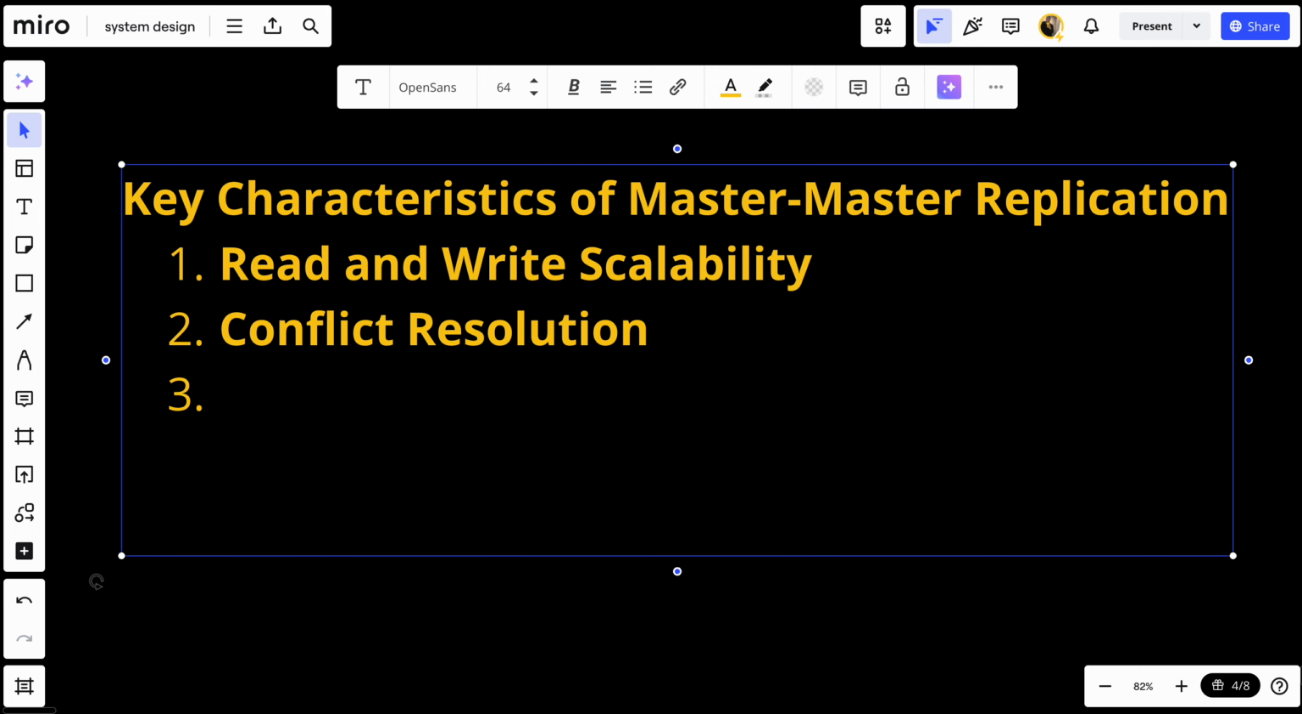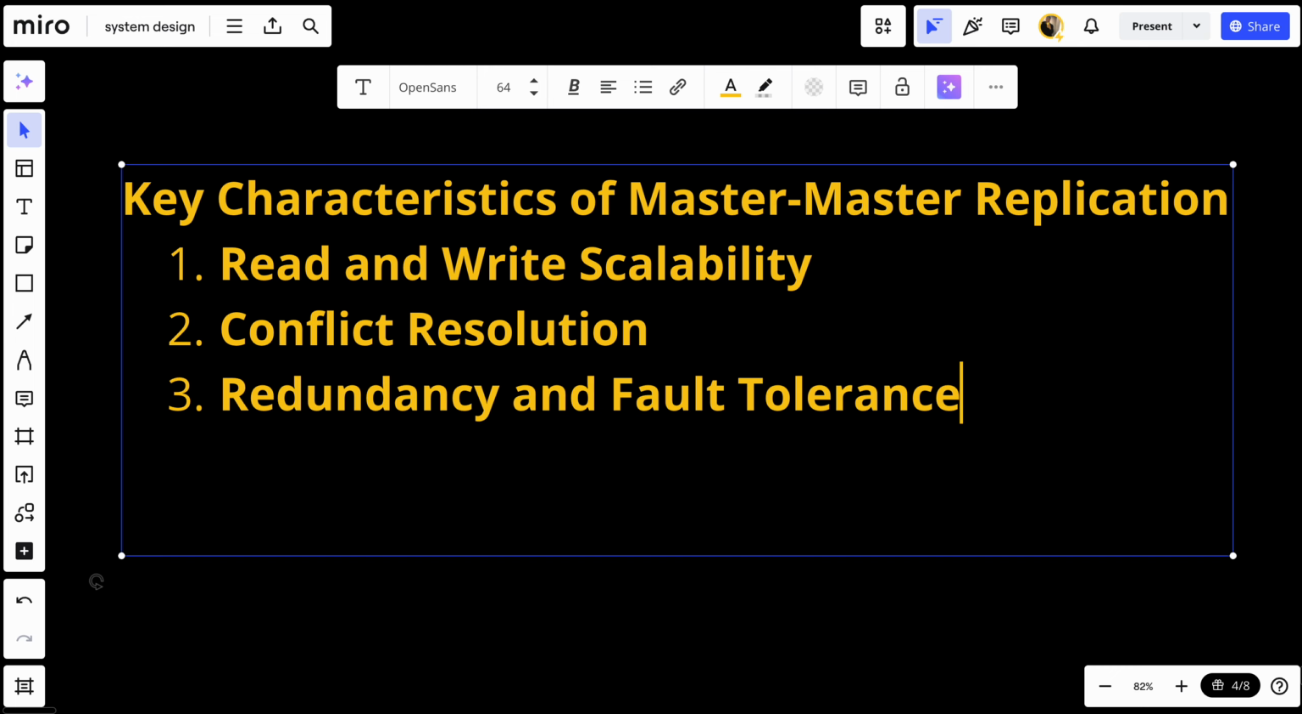And number three, which is quite important, is redundancy, because it's one of the main characteristics of master-master replication, which is redundancy and fault tolerance, because all master nodes contain a full copy of the database and can act independently. If one master node fails, others can continue to handle requests, ensuring high availability.